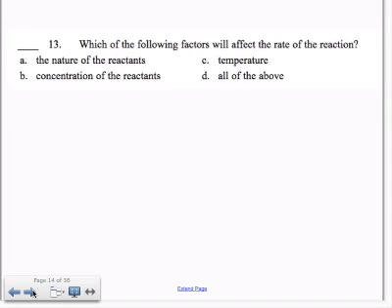Things that will affect the rate of reaction are similar to the rate of solvation, but some of it's different. Nature of the reactants, because some things are just more reactive. Concentration: if you add more stuff, they're going to bump into each other more, which leads to more reaction. And temperature means you've got more collisions happening at higher energy, so that's going to increase it. So actually all of these will affect the rate.